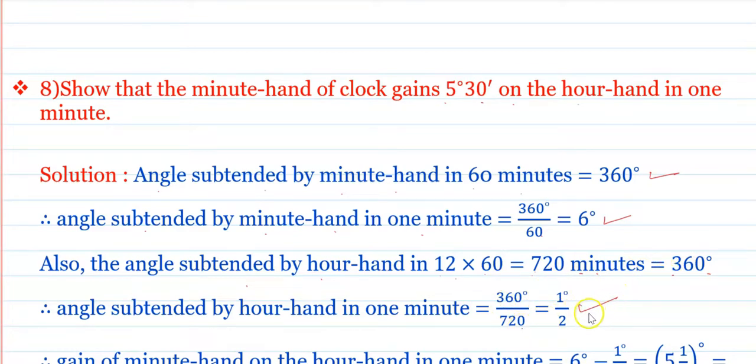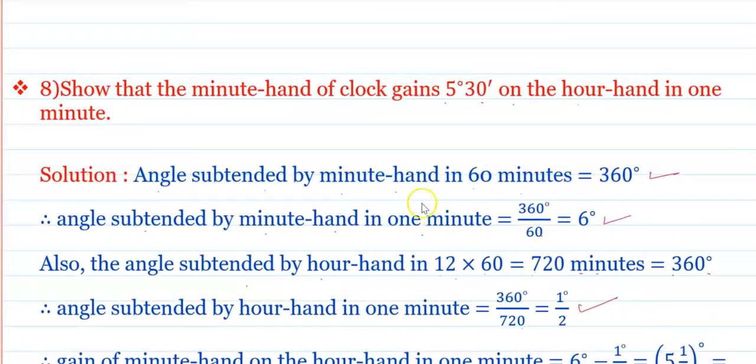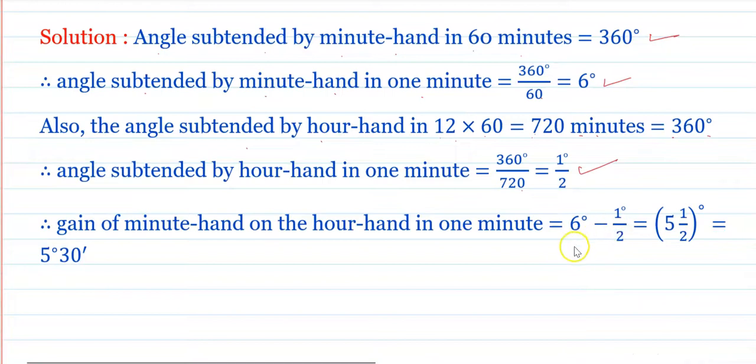Then you will get 1 upon 2 degree. That is, in 1 minute, the hour hand describes the angle of 1 upon 2 degree. And in 1 minute, the minute hand describes the angle of 6 degree, and their difference is 6 degree minus 1 upon 2 degree. Okay, and then that is equal to 5 degree and 30 minutes.